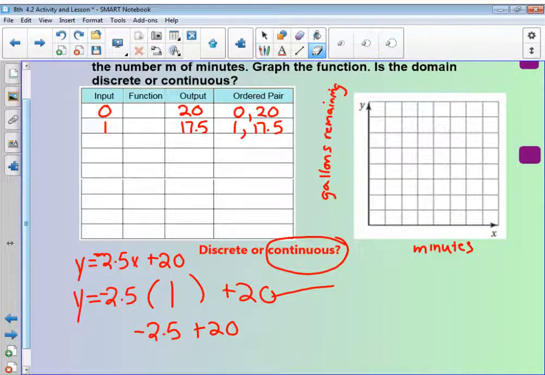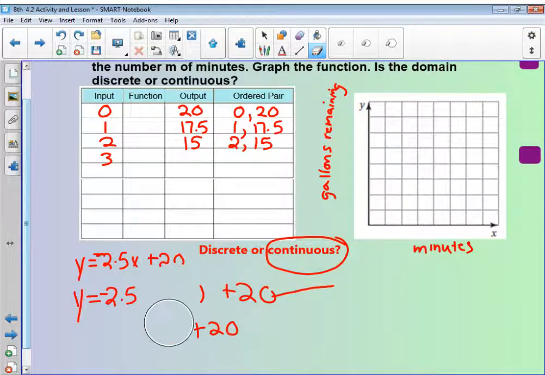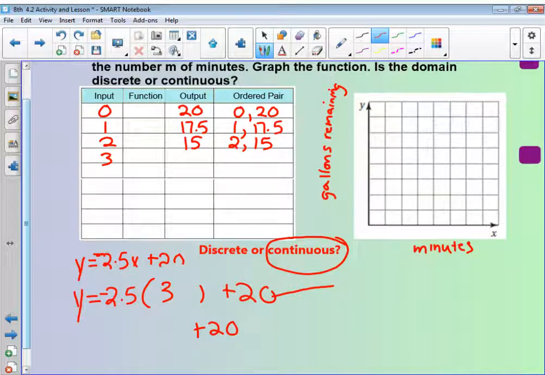Now we're going to do 2 minutes. Negative 2.5 times 2 is negative 5, so negative 5 plus 20 is going to give us 15. So there's going to be 15 gallons left. Okay, at 3 minutes, negative 2.5 times 3 is negative 7.5, plus 20 gives me 12.5 gallons remaining.